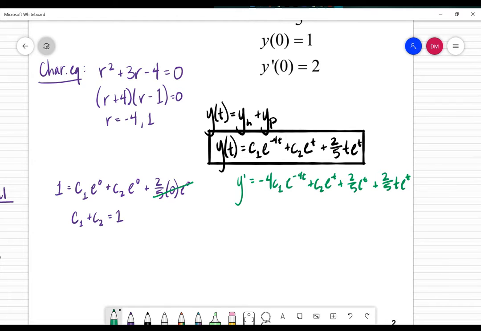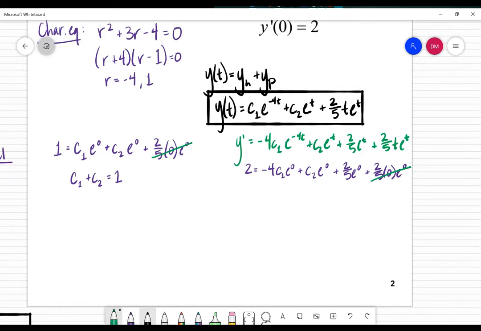Now, plugging in that initial value that we have there, 2 equals negative 4 C1 e to the 0 plus C2 e to the 0. I don't get as lucky with one of my terms here. I do still have a 2/5 e to the 0, but then with my second term here multiplying by 0, I do get that term to go away. So let's see. Moving my 2/5 over, I would subtract 2/5 from 10/5 over here, making this 8/5.